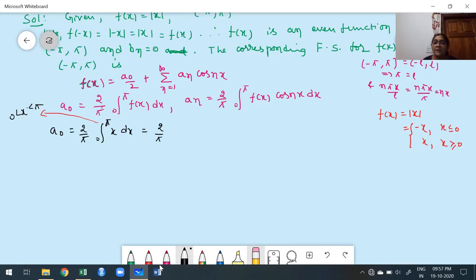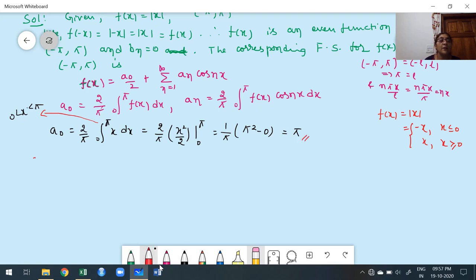Mod x is different for less than 0. Less than 0 means minus pi to 0, and greater than or equal to 0 means 0 to pi. The function is x. The integration of x is x square by 2, with limit 0 to pi. The 2 cancels, 1 by pi into apply the upper limit. I have to be a little careful while applying the upper limit here. Pi square minus 0 is pi square, which cancels with pi. What remains is pi. Pi is the value for a0.